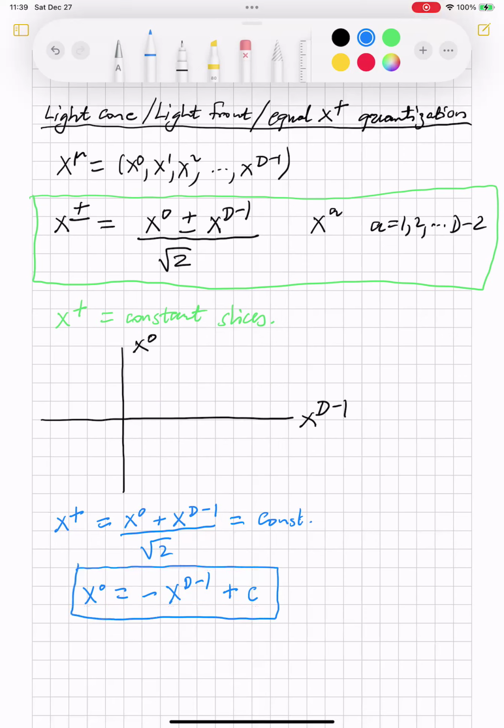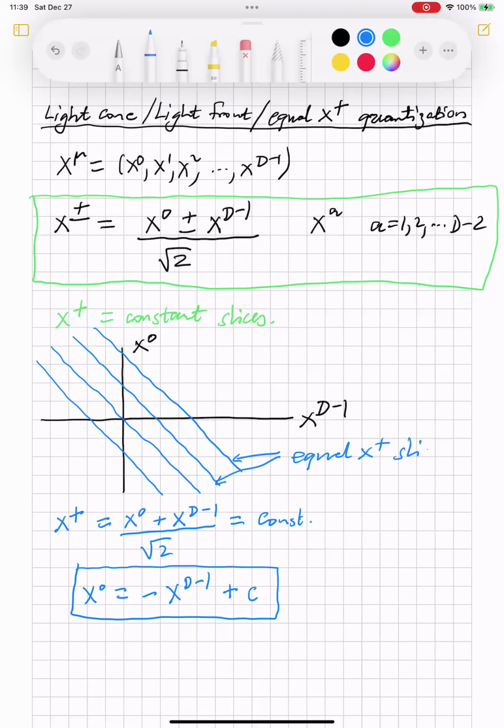So if we sketch the lines of constant x plus, they are lines with the slope of minus 1. So it looks something like this. And the constant c would tell you exactly which slice you're on. And now it's these slices to which we would associate a phase space if we were doing classical physics, or we might associate a Hilbert space or a Fock space. So these are our equal x plus slices. So this is the first thing that changes. We're foliating space-time in a different way.